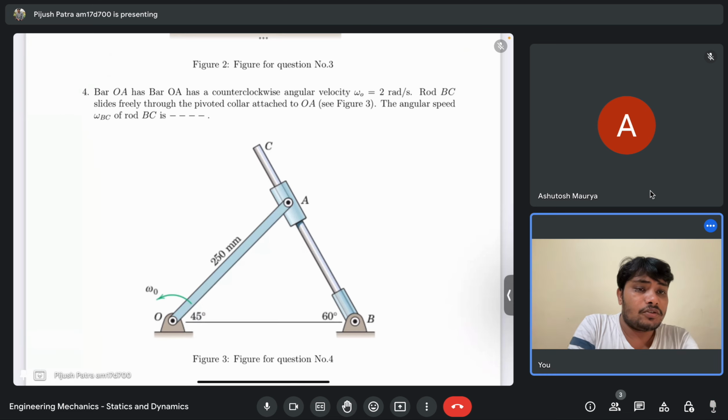Okay, so it says that bar OA has a counterclockwise angular velocity omega naught equal to 2 radians per second. Rod BC slides freely through the pivoted collar attached at OA. The angular speed omega BC of the rod BC is what you need to calculate. Theta is equal to 60 degrees, this is given. But how that angle is changing, how the angular velocity of rod BC is changing when you are given the angular velocity of rod OA? Because of the slider, BC will also rotate, so there will also be some angular velocity of rod BC. That is what you need to calculate. Just give me a second.